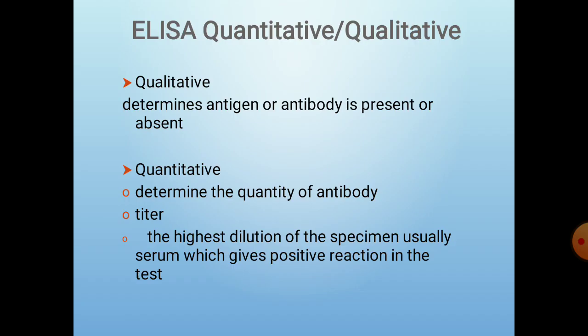There are two types of ELISA, a quantitative ELISA and a qualitative ELISA. Qualitative ELISA determines whether the antigen or antibody is present or absent. Quantitative determines the quantity of antibody, the titer, the highest dilution of the specimen, usually serum, which gives a positive reaction in the test.